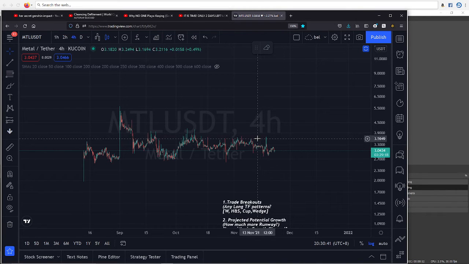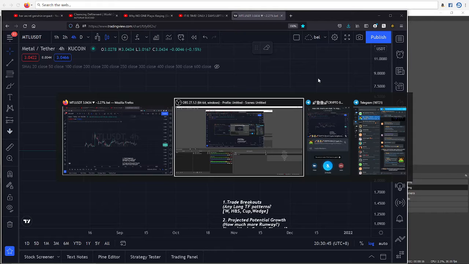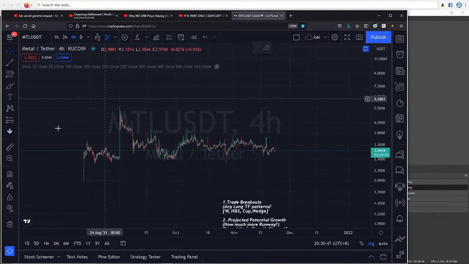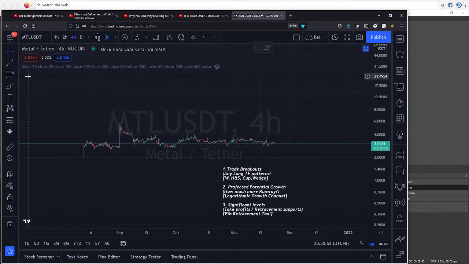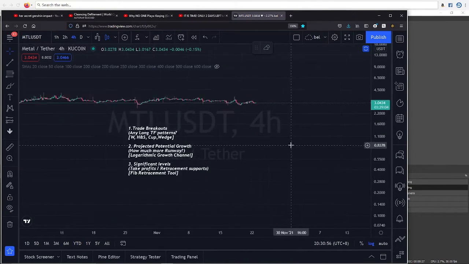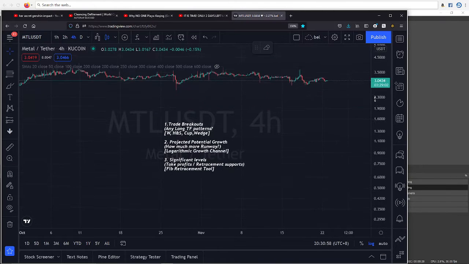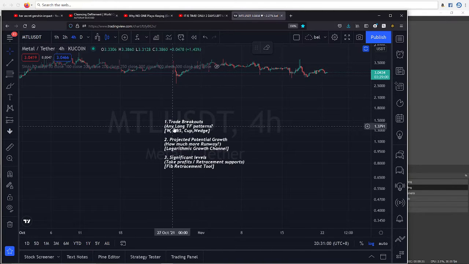I'm going to try this out. How do we actually look out for the charts that we put up? We'll do it in a very systematic way, and it's the same for all the charts that we put up in the community. There are three things that we usually do. We pick a coin first, and then we look at 1, 2, and 3.